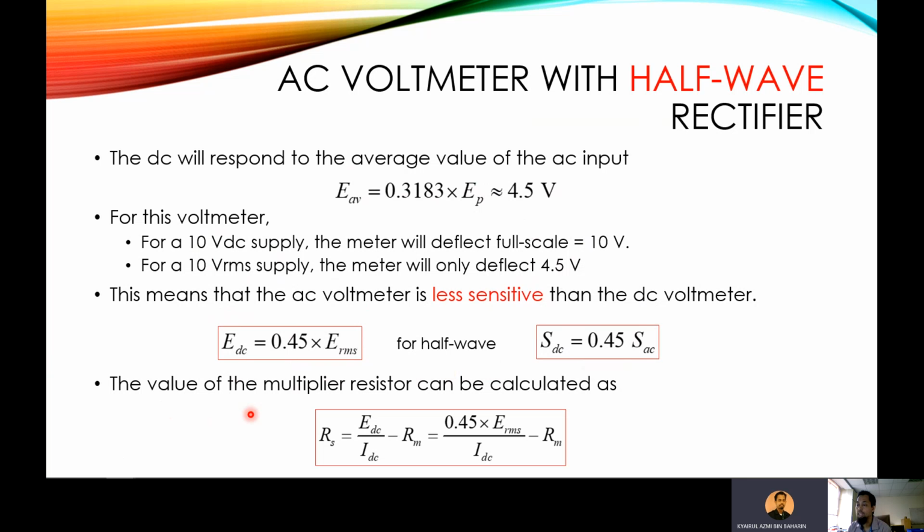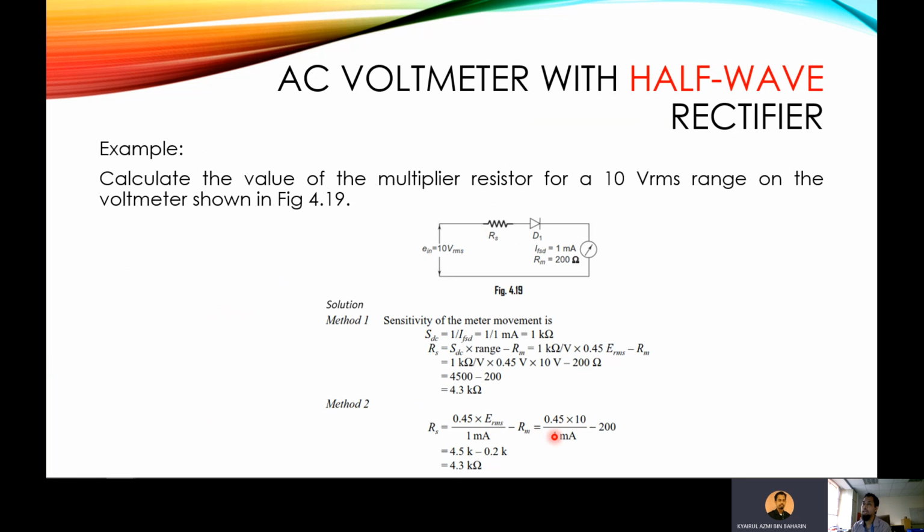So if you want to calculate the value of the multiplier resistor, we can use this equation here. Rs is equal to the voltage from the source divided by the current, minus the resistance of the meter. So the DC voltage equivalent is 0.45 times the RMS value of the voltage source, divided by the current, and then we subtract the resistance of the meter. Okay, so calculate the value for the following multiplier resistor for a 10 volt RMS range.